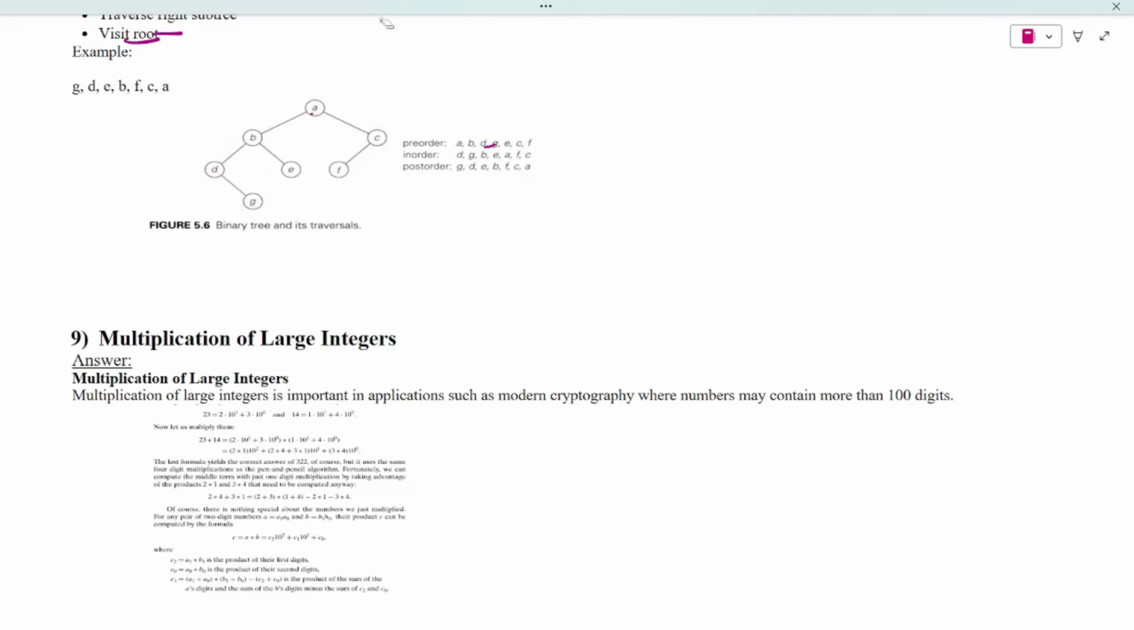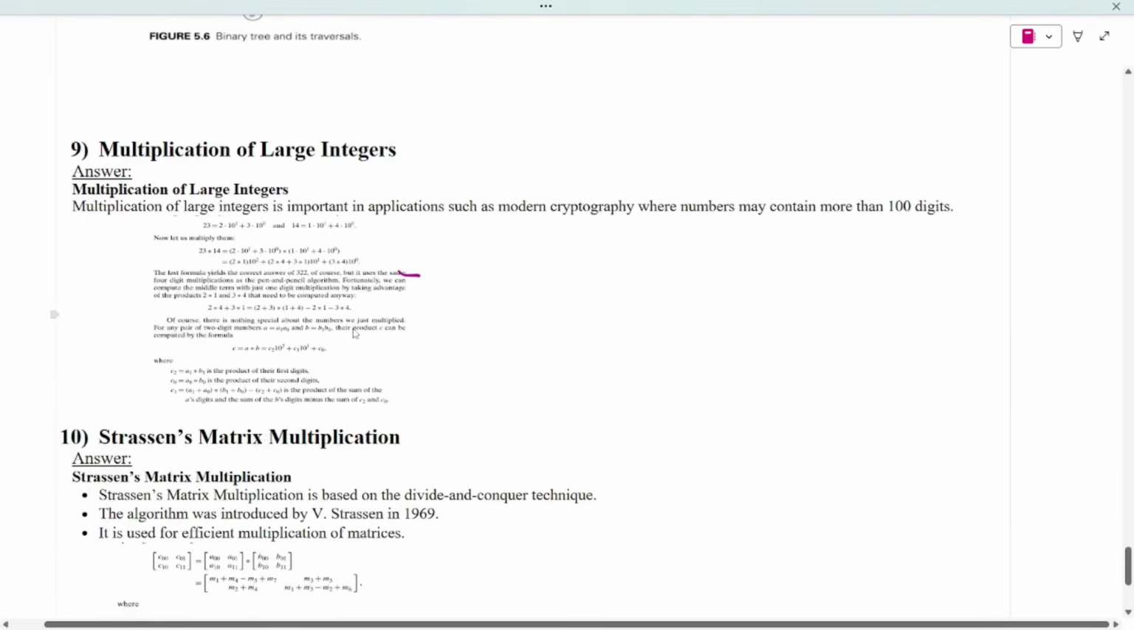In the same way you will be writing for post order and in order also. Next you will be having multiplication of large integers.